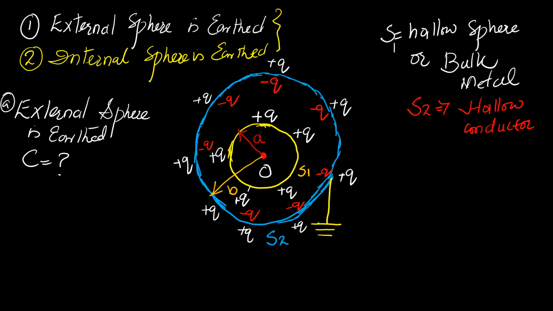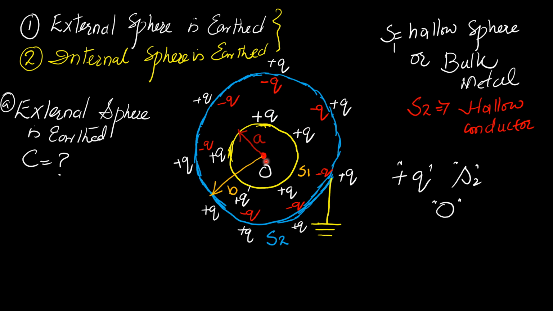So this means that the effect of the positive charge on the S2 surface exterior will cancel, and the net charge on the exterior of S2 will be 0. Please keep in mind that positive charge does not go to the ground. However, from the ground, electrons will go onto the exterior surface of S2, and they will neutralize these positive charges. So due to the ground there will be no charge on the exterior of the S2 sphere.